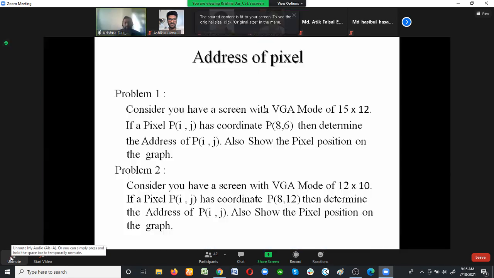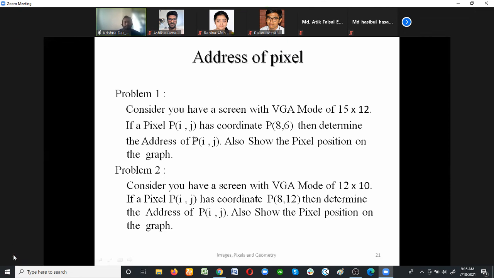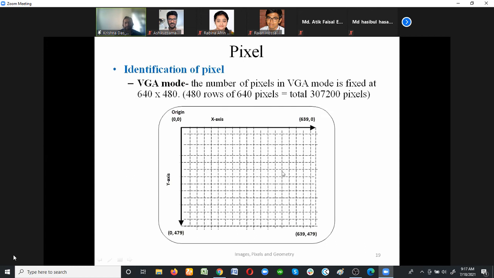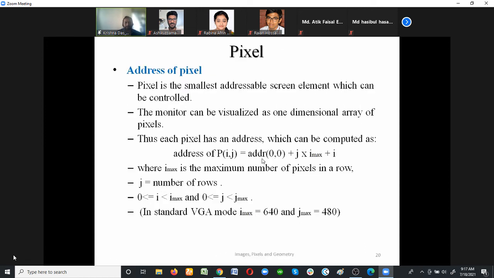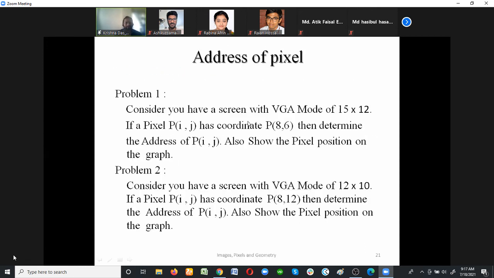So do you think that you can do this one? How many minutes do we still have? Can you quickly do this one, the first one that you can see, where the VGA mode is 15 into 12? That means you have 15 columns and 12 rows. Your pixel address has coordinate 86. Then determine the address of Pij, and you can show the pixel at that position in the graph that we are drawing. Can you do it now?